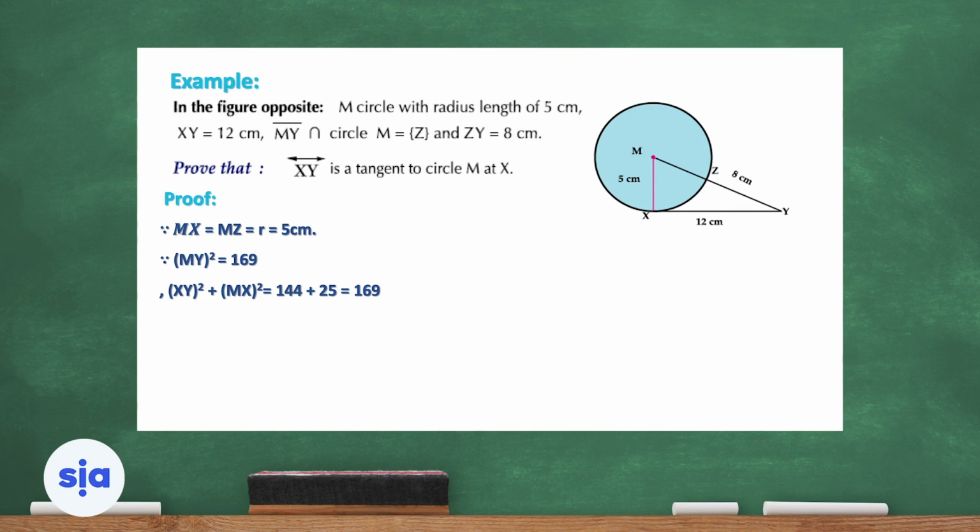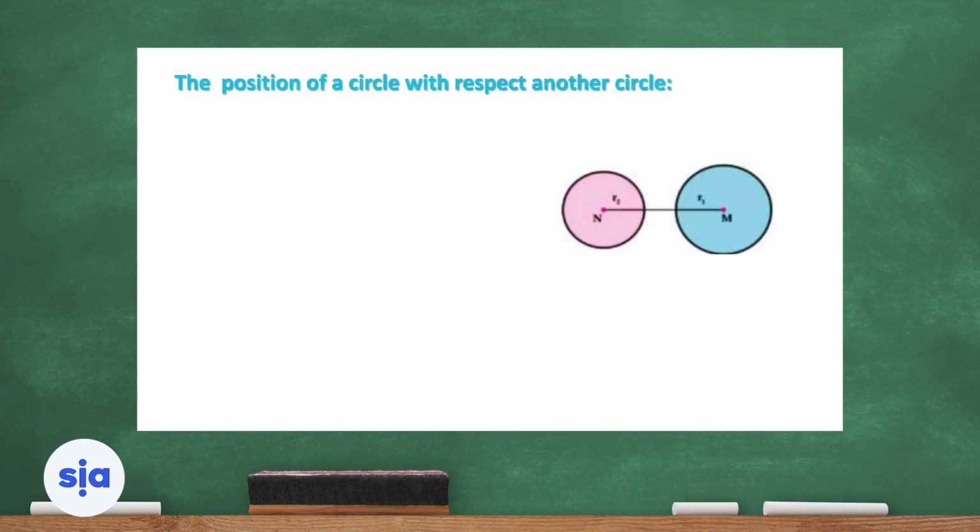How to check the right angle? Yes, the Pythagorean theorem. So we're checking that MY, which is 13, MY squared is 169. You will see that XY squared plus MX squared is 144 plus 25, which is 169 as well. So the hypotenuse squared equals the sum of the two legs squared. So MX is perpendicular to XY. As long as MX is perpendicular to XY, then XY is a tangent to circle M.